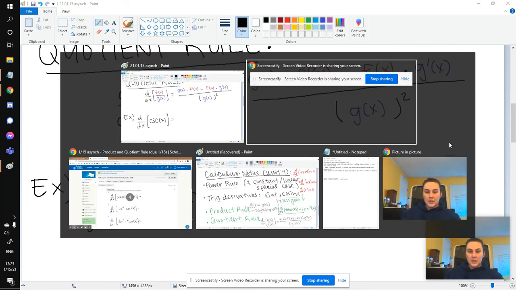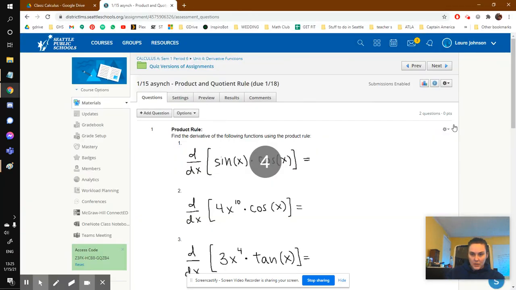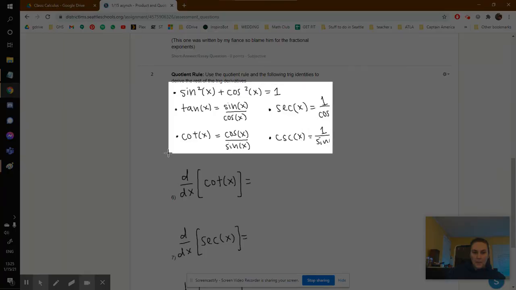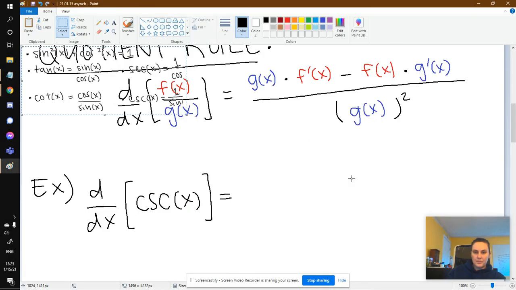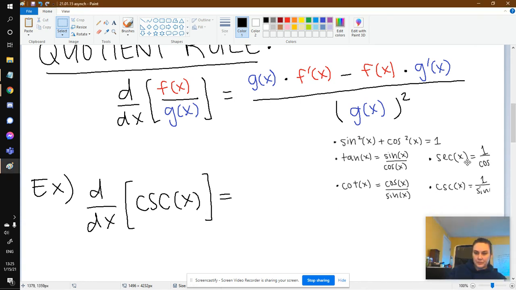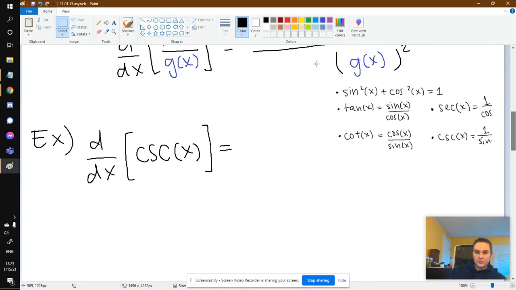I've also got my list of, where's this? I've got my list of identities here. I'll put this over here just so we can have them on the note sheet.